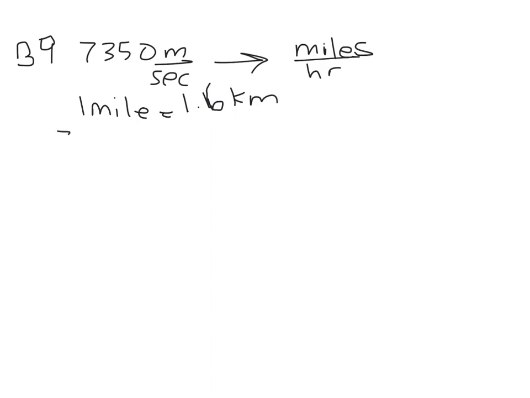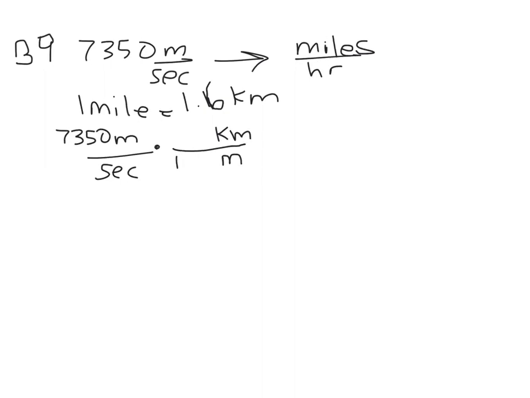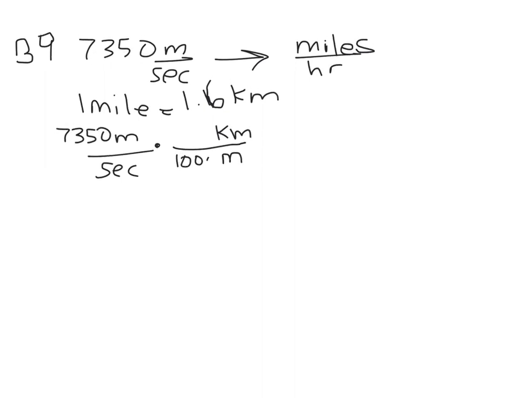So we'll start with 7,350 meters per second. I'm going to get the meters gone and make them into kilometers, and I know that it takes 1,000 meters to make 1 kilometer. I'm then going to reduce out the kilometers so that I end up with miles, and it takes 1 mile to make 1.6 kilometers. So now I've got the miles part of the problem.